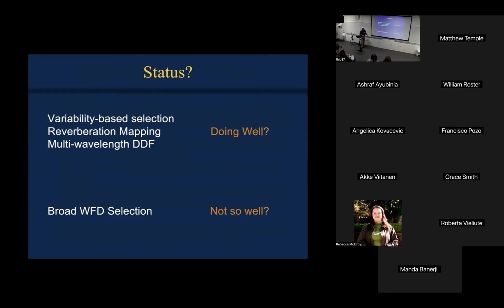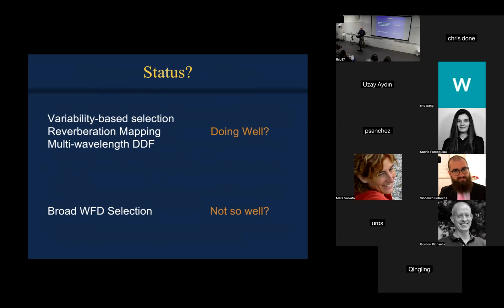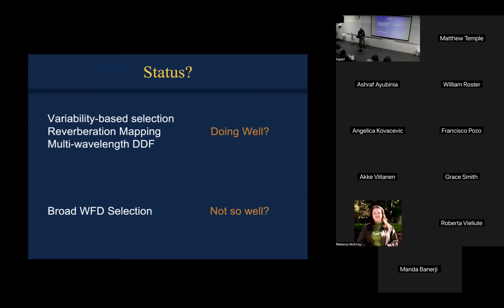Okay, so from my point of view, there's a few things that are going pretty well, right? So lots of work going on with variability based selection, Paulo Sanchez and others. My worry is that that's really not going to be the way to go, right? So we're going to find lots of things with variability, but maybe not everything. Reverberation mapping, lots of people are working on that. That's great. Multi-wavelength stuff in the deep drilling fields, Neil and his group certainly have that covered, if not others.